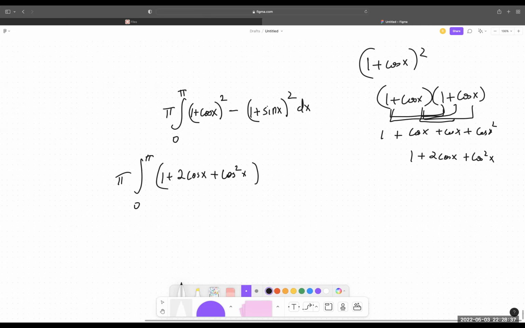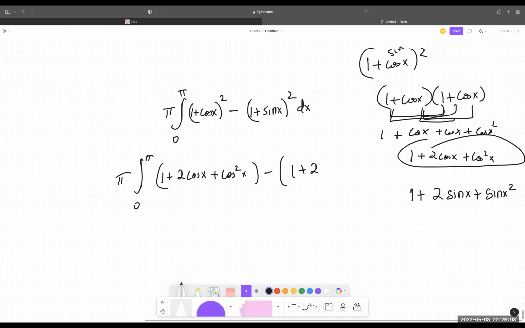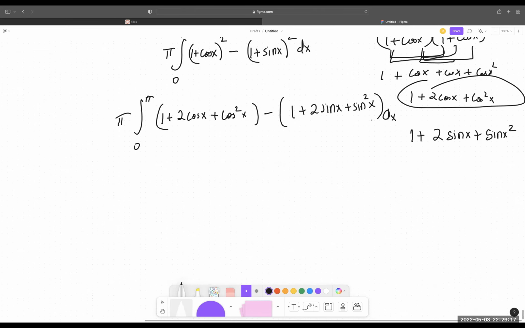Well, if you do it for the sine, you're going to get the same thing, right? If this was a sine here, then you would get the same thing. You'd get 1 plus 2 cosine of x plus cosine squared of x, except the cosine of x's would actually just be sine of x's. So if you do the foiling on 1 plus sine of x squared, you'll get 1 plus 2 sine of x plus sine of x squared. Okay, so what you're really doing is 1 plus 2 sine of x plus sine of x squared, dx.